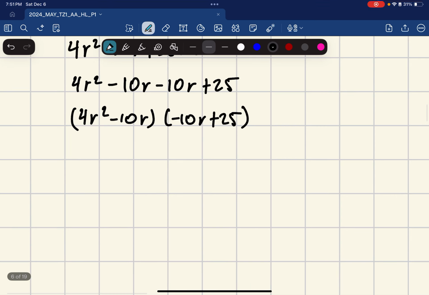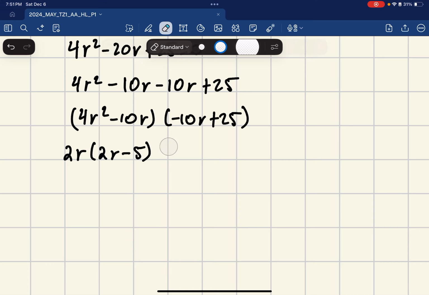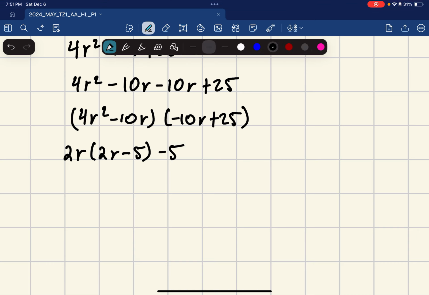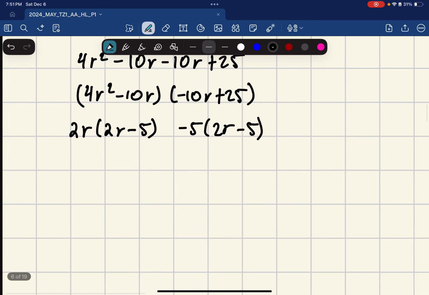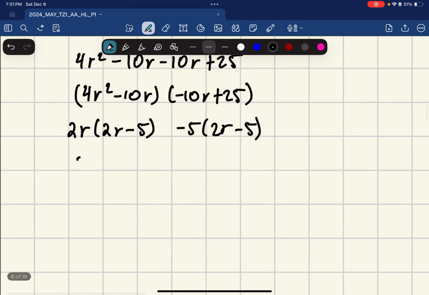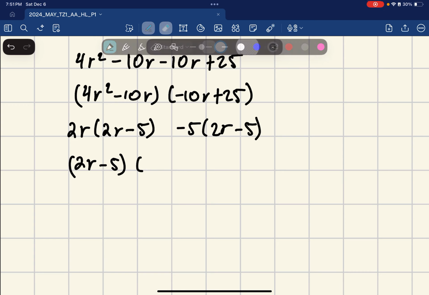Here I'm going to factor out 2r, so I'm left with 2r minus 5. And then I can do the same thing here, where I'm going to take negative 5 and factor it out on this side. If I take negative 5, I end up with 2r, once again, minus 5. So my factor here is, as you can see, 2r times 2r. So essentially, 2r squared.